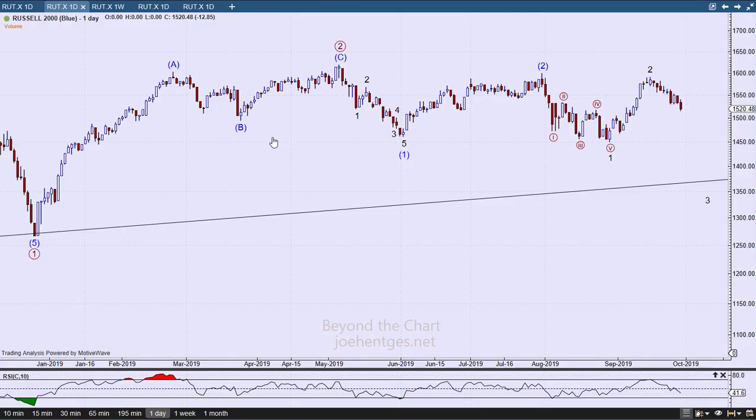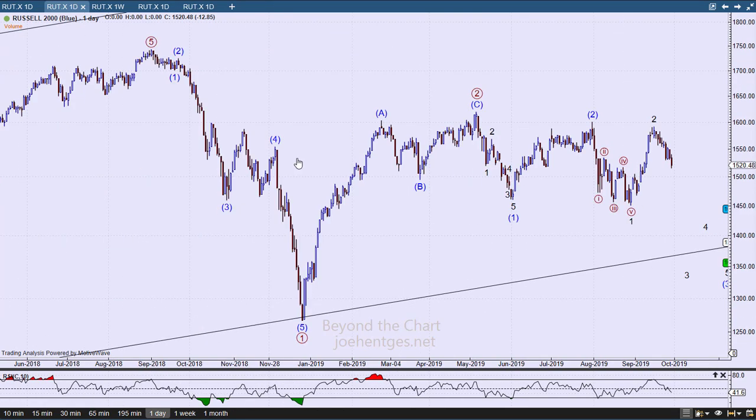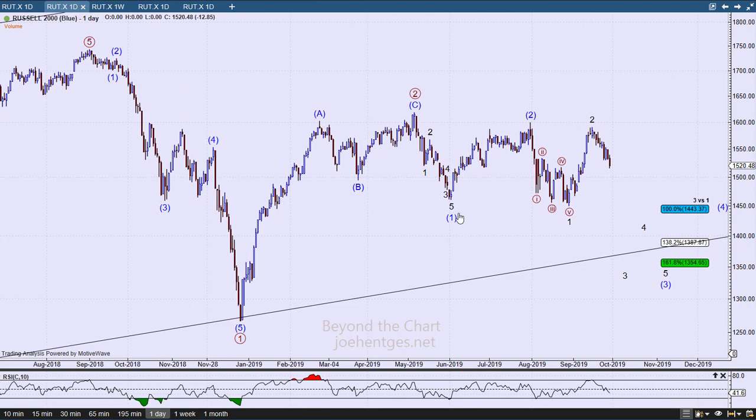And I've been leaning into the bearish scenario here on the Russell for quite a while now, and it just continues to play out. I'll say the one thing I don't like is this whole series of 1-2s, but sometimes that happens. We'll see if this continues to play down to the downside like I'm expecting.